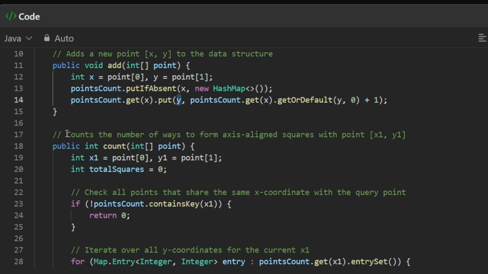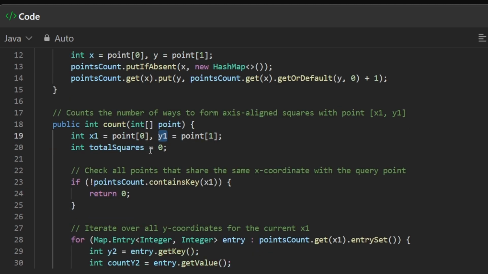Okay, now here comes the meat of our problem, that is the count method. Now in the count method, as an input, we are given a query point. So we are treating its x and y coordinates as x1 and y1. This would allow us to iterate over all the possible combinations. And we are initializing a variable called total squares that we have found so far as 0.